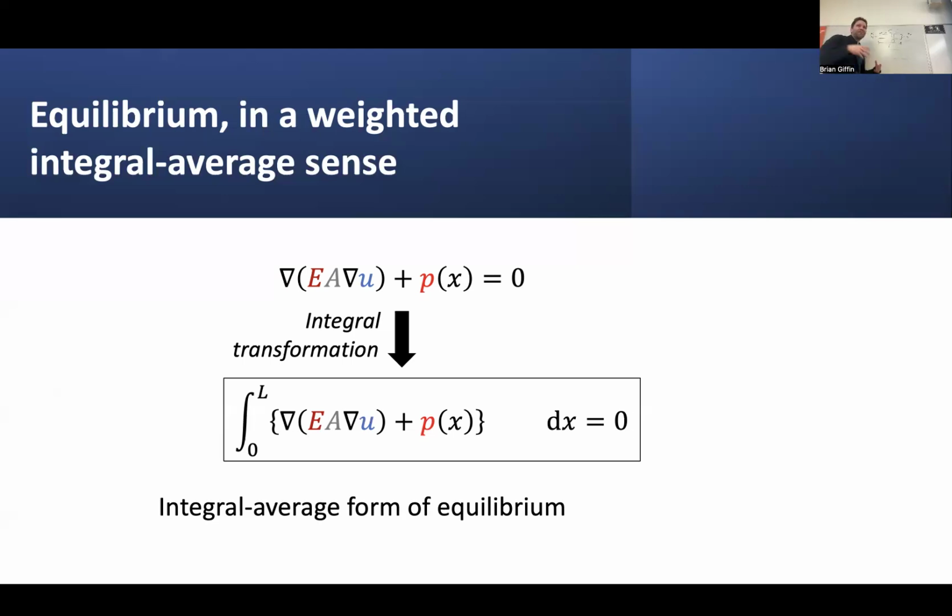What if I had a more general function that was mostly 0 here, and then kind of ramped up, smoothly transitioning from a 0 value to maybe a positive value or something like that? In fact, doing that gives us a way of expressing equilibrium in something of an integral average and weighted sense. So I could come up with some function which I'll call V, sometimes called a test function.